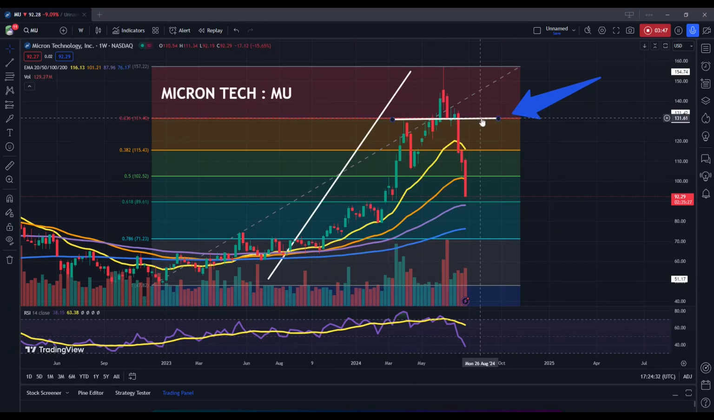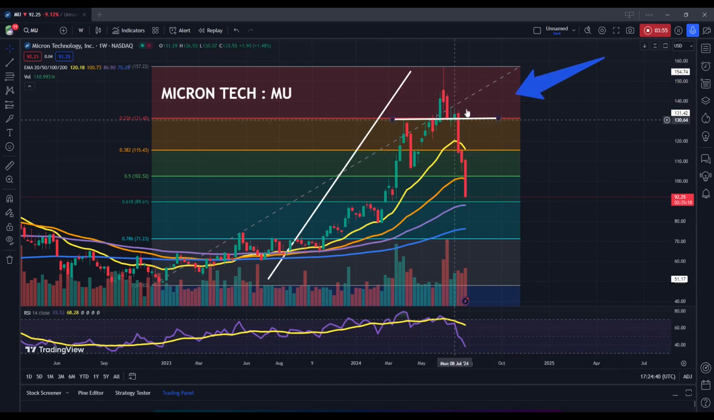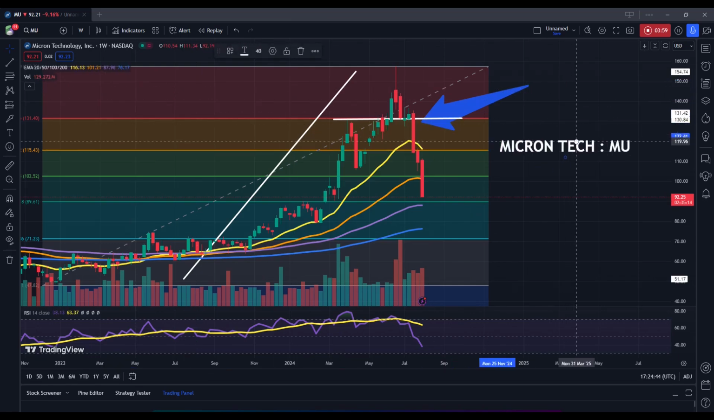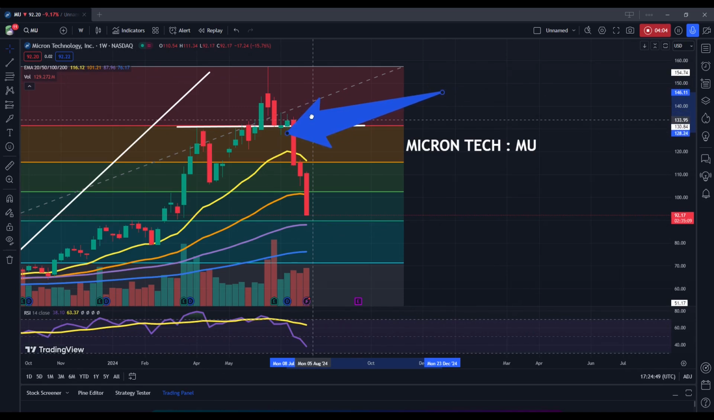I mean, we're within about a $1 price movement between that and the 23.6% Fibonacci retracement, which is this red zone up here. As we can see here, the stock did attempt to find some support level here. There was some buying activity at these lows.